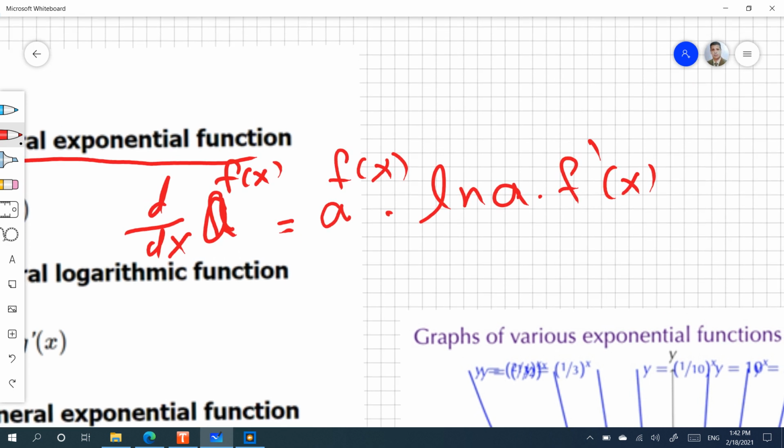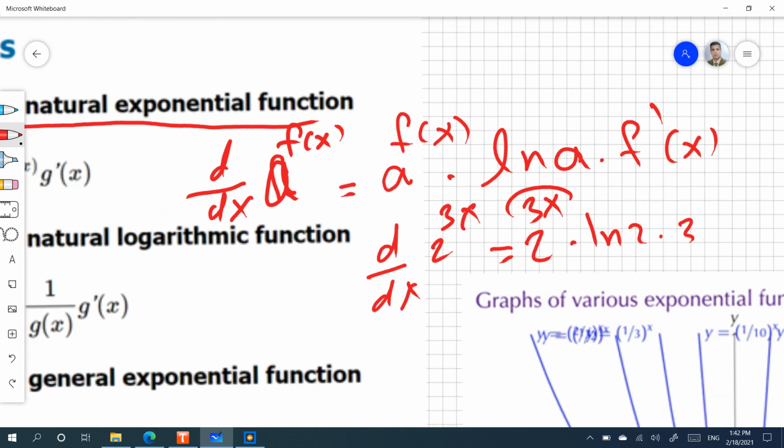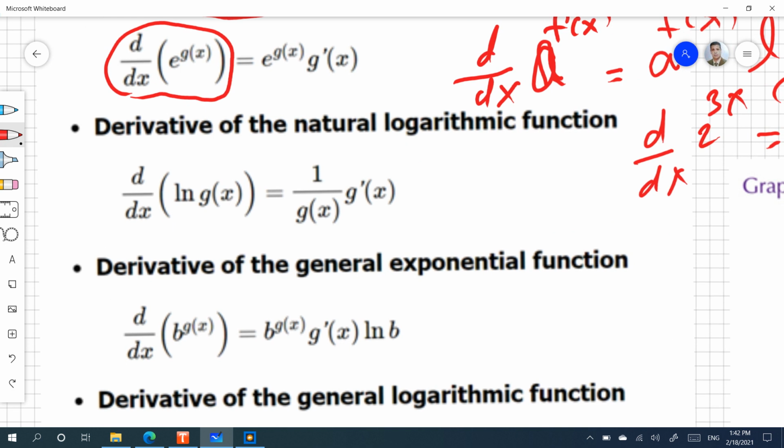For example, if we have d over dx of 2 to the power 3x, the derivative of this function will be 2 to the power 3x times ln 2, and the derivative of the exponent equals 3. This is the derivative of the exponential function.